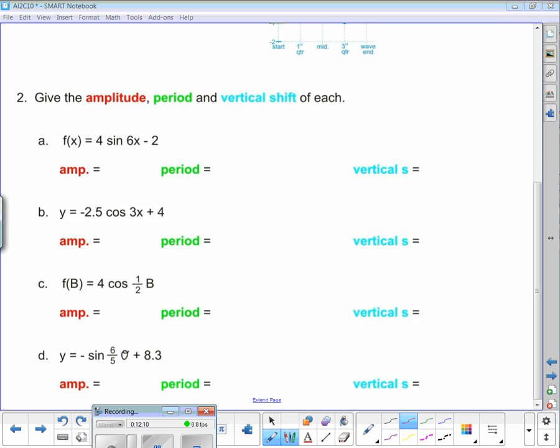All right, Shane, what do you got for the amplitude? All right, and hopefully everybody agrees the amplitude is 4. This wave goes up 4 and down 4 from the rest position.